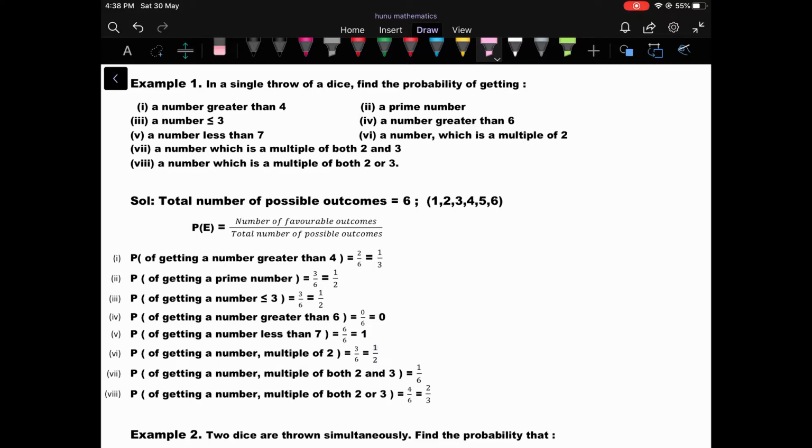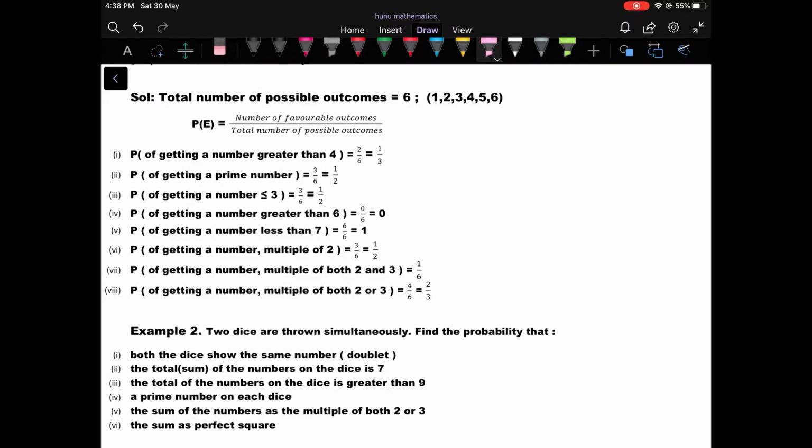Next, the probability of getting a number less than 7. As we can all see, the sample space comprises numbers which are all less than 7. So there are 6 such numbers. Thereby the probability is 1, which is a sure event. Next, the probability of getting a number which is a multiple of 2. From the sample space, the multiples of 2 are 2, 4 and 6. So we have 3 such numbers and the probability is half.